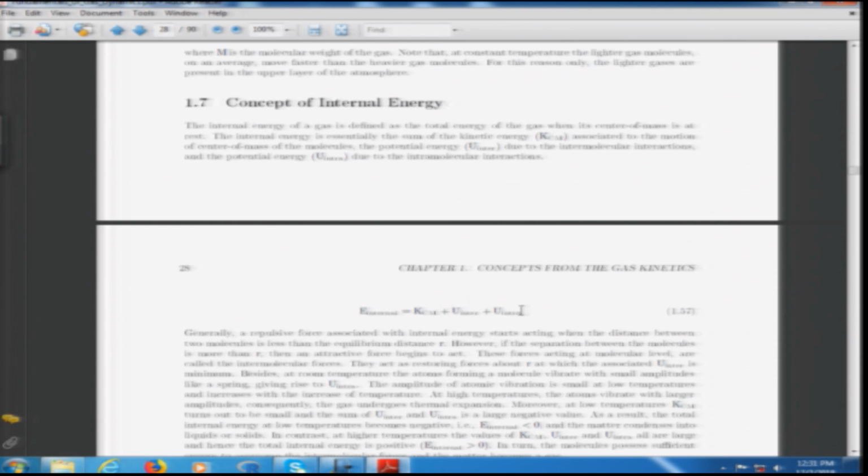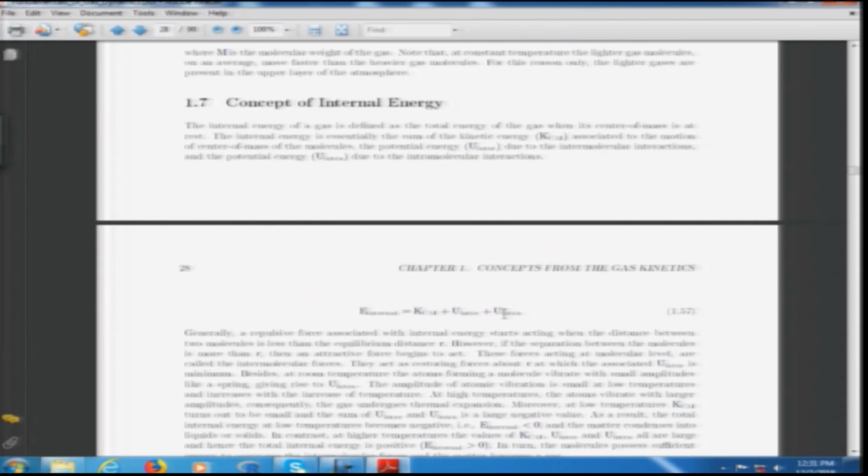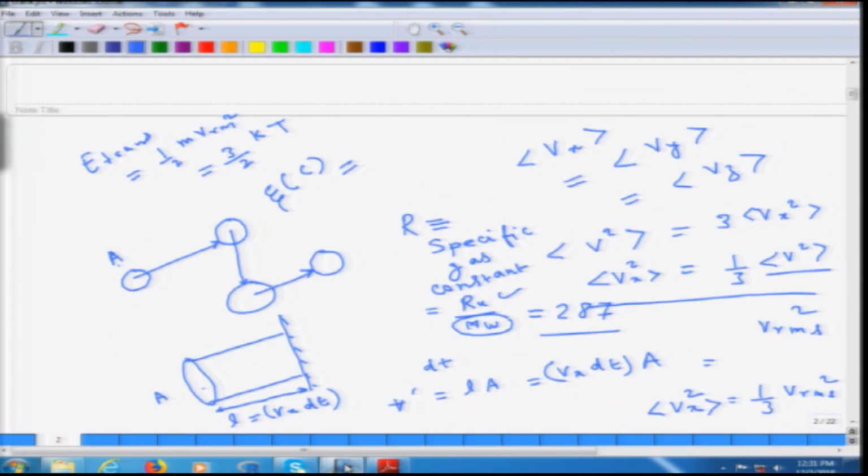And furthermore, within a molecule, depending upon its structure, whether it is a monatomic gas, a diatomic gas, a triatomic gas or polyatomic gases, what are these components? It has been said that for U inter, we can plot something like this. Let me erase this for some space here.